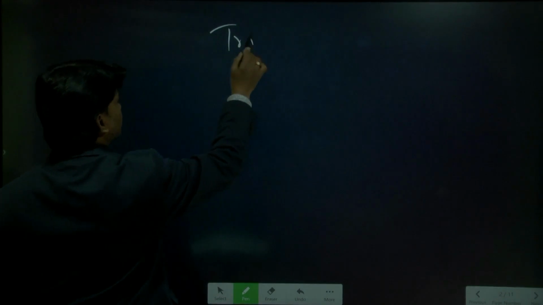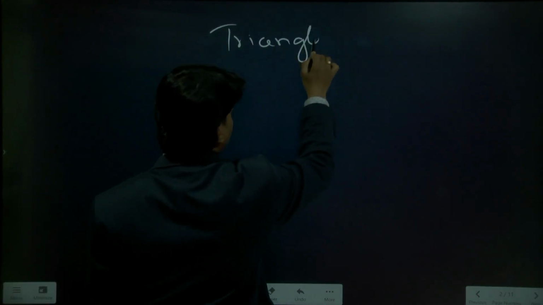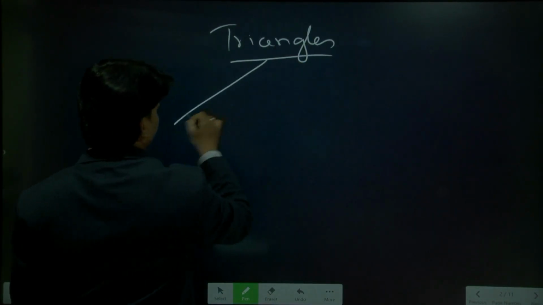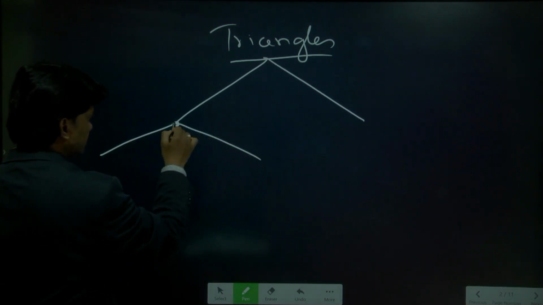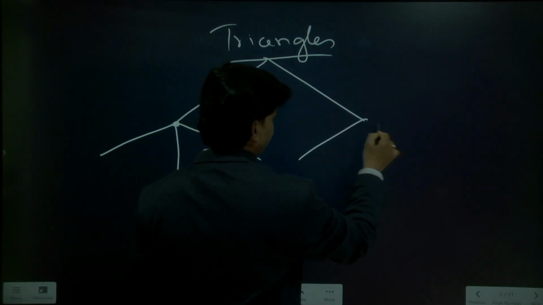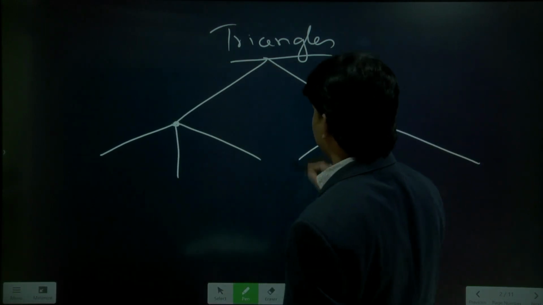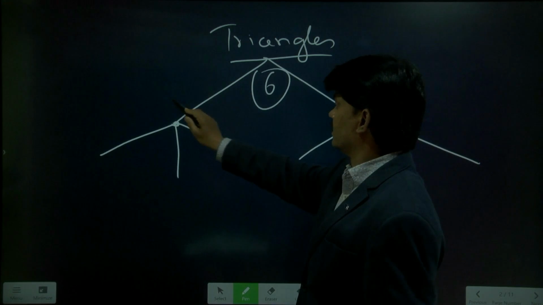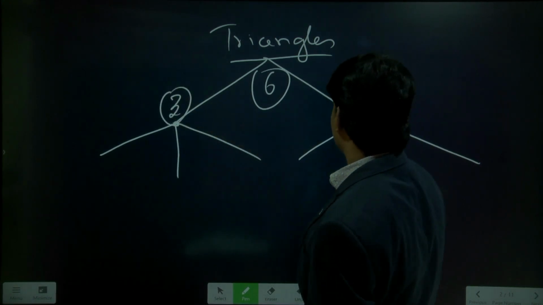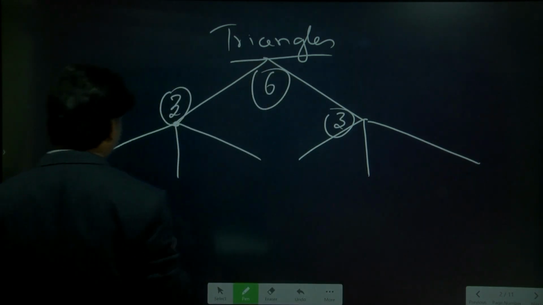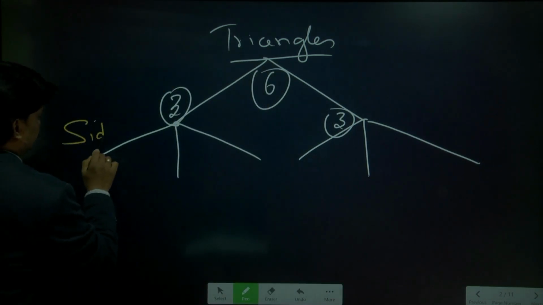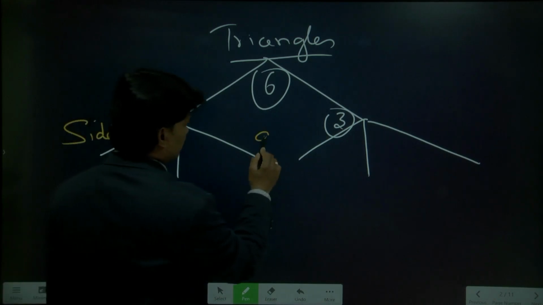Next, we do have some different kinds of triangles. What are the types of triangles we are having? There are 6 types, according to the sides and according to the angles. Here we can take 3 and here we can take 3. So according to the sides I am telling now, and here according to angles.